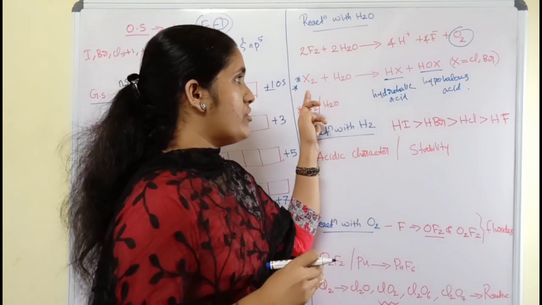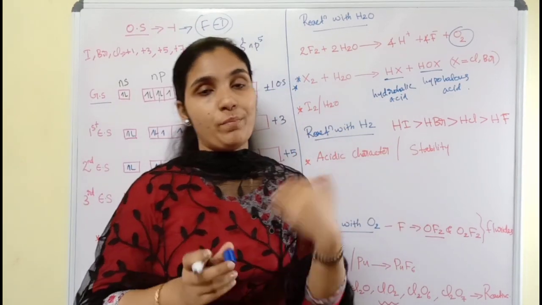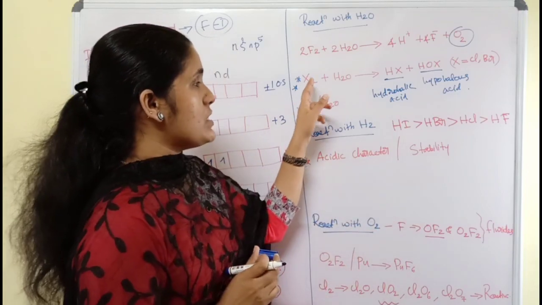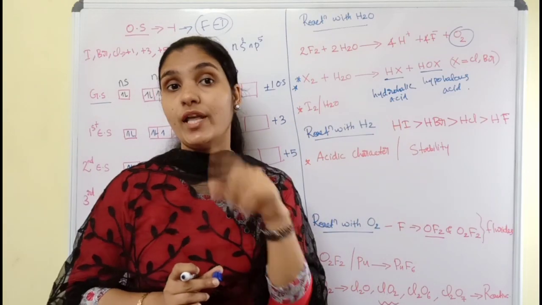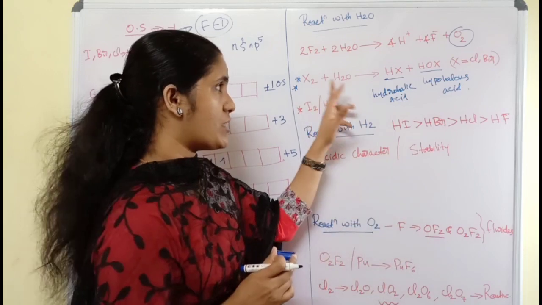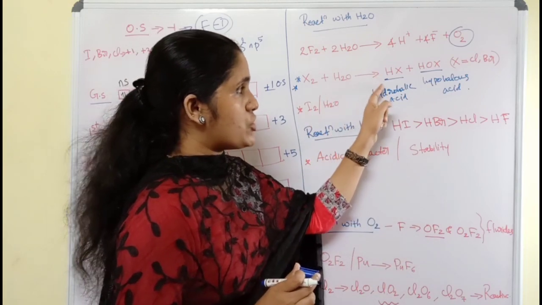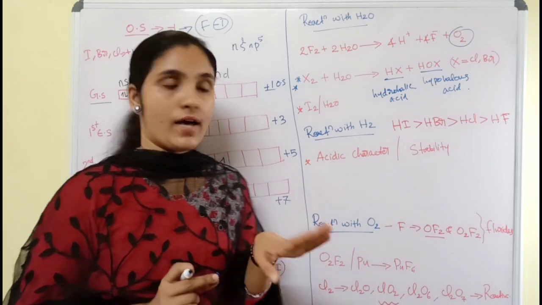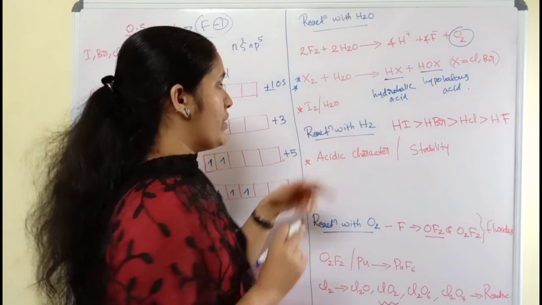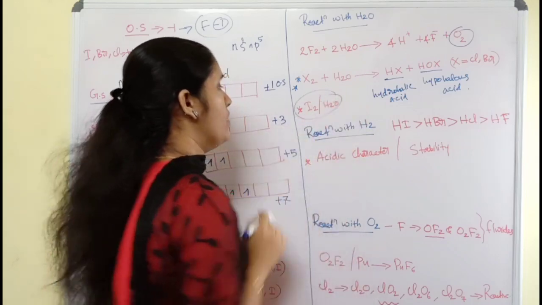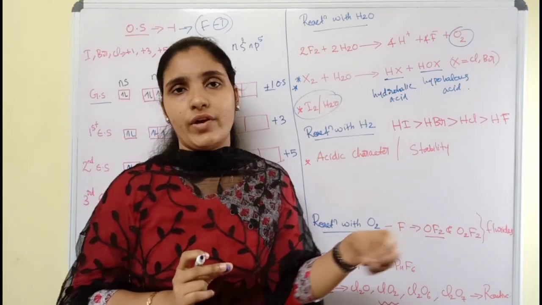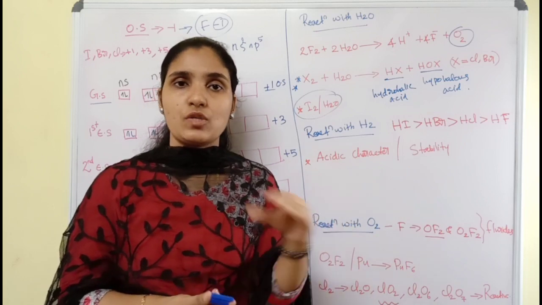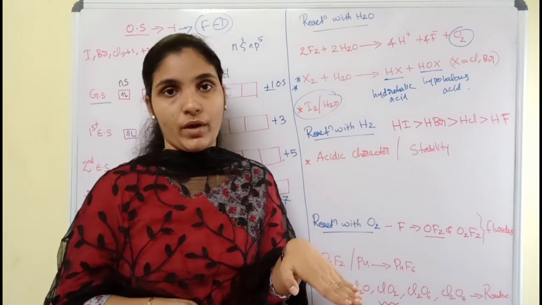Sometimes, if chlorine or bromine is given plus water, you have to complete the reaction. In that case, please understand that halogens like chlorine and bromine, only bromine and chlorine, will react with water and produce HX and HOX, hydrohalic acid and hypohalous acid. And what about the reaction of iodine with water? Iodine does not spontaneously react with water. That reaction will be very slow. Iodine does not react with water in a spontaneous manner.